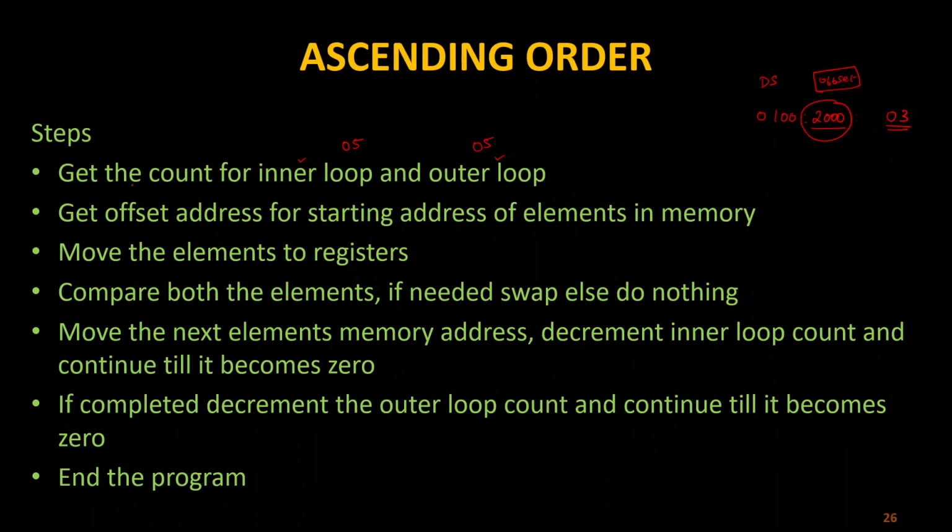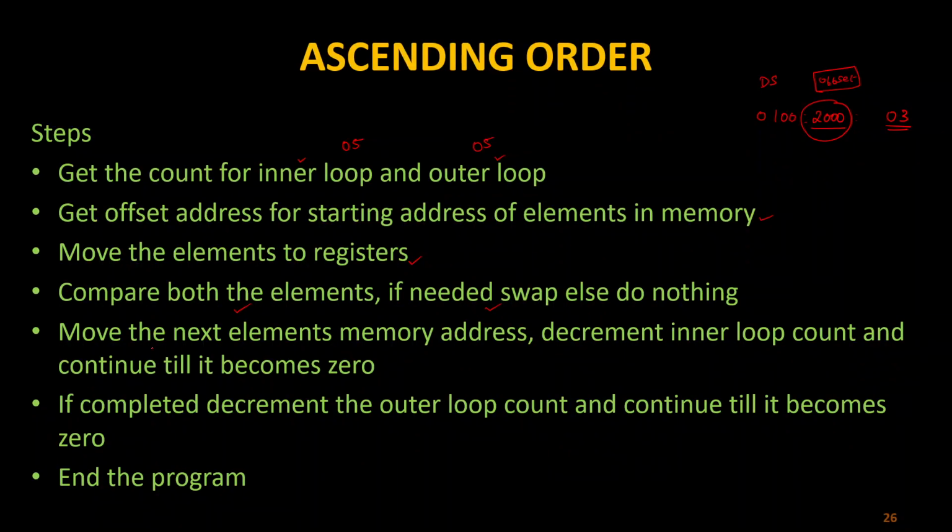This offset address, which is going to be the starting address of the elements, has to be declared, and after that it has to be moved into some registers and kept ready for further processing. After that, move the first elements to your registers, like moving your 03 and 05 to your AL and BL registers. So I have to move it. Then I have to compare both the elements. If needed, swap them, else do nothing.